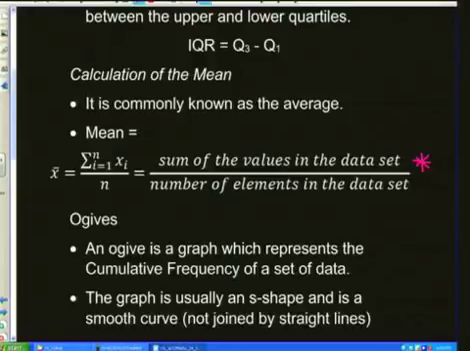If you want to work out the average age of pupils in your class, you're going to add everybody's age together and divide it by 28 pupils, or however many are in your class, and that will give you your average. Okay?